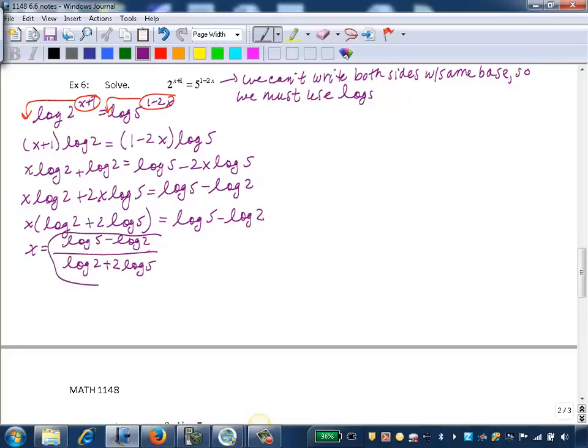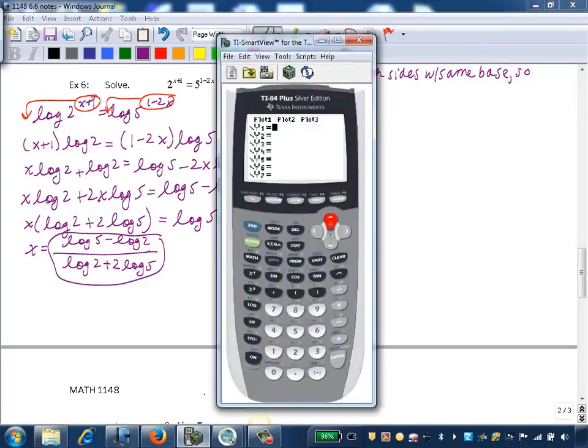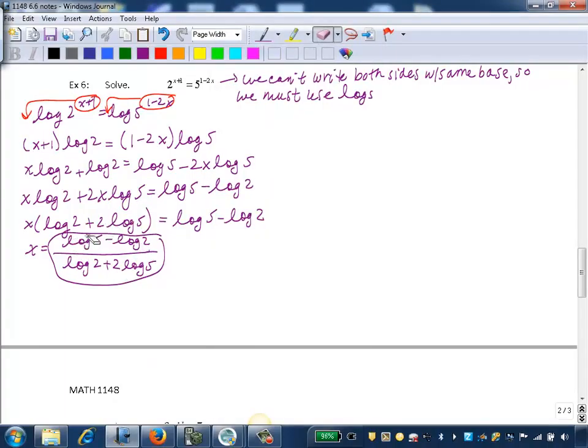So this is our exact answer. So you will probably be asked in your homework and on a quiz or a test for both the exact and the approximate answer to so many decimal places. So let's look on our calculator here. Now to evaluate this, this is a fraction with multiple terms in the numerator and multiple terms in the denominator. So we're going to have to group the terms in the numerator in parentheses and group the terms in the denominator in parentheses.